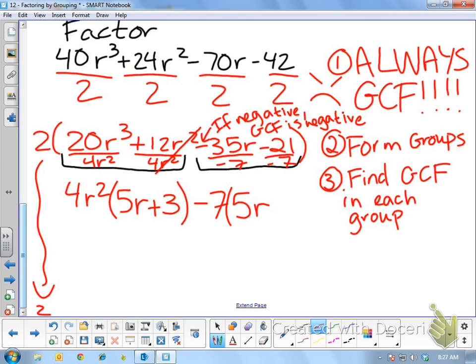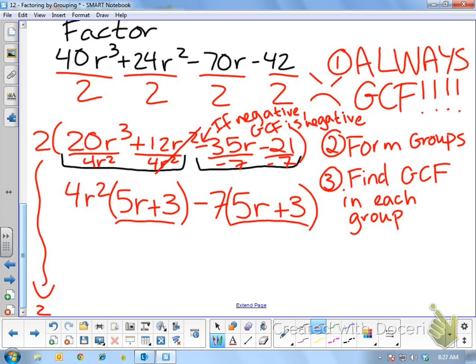Now we should start to notice something. We're going to get something that's similar. What if we do 21 divided by 3? So what do we notice that matches? They're both negative. Both of these parentheses are the same. We have 5r plus 3, 5r plus 3. If your parentheses do not end up being the same, you are doing something wrong. Every single problem we're going to work with, these parentheses will match.